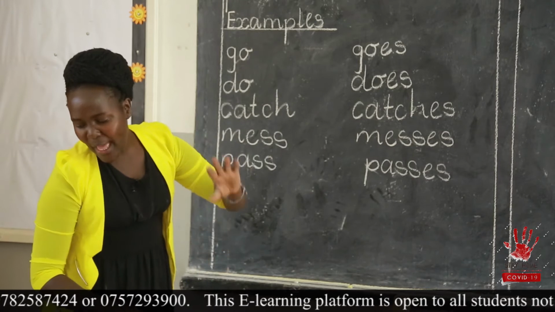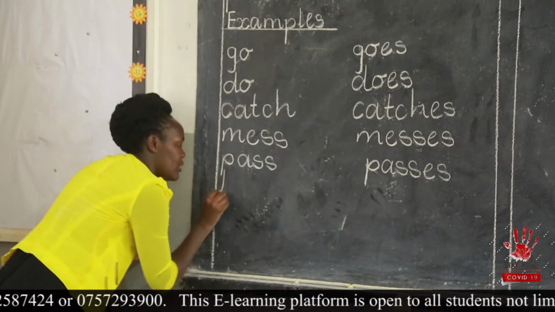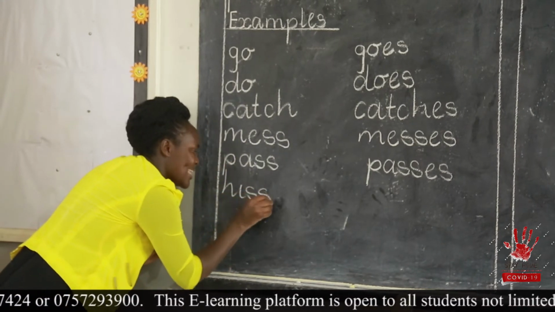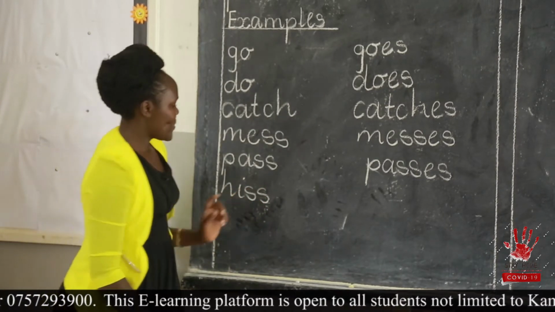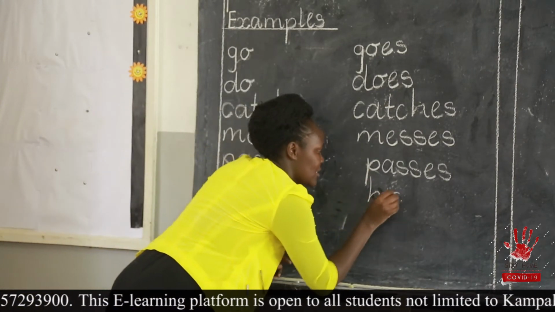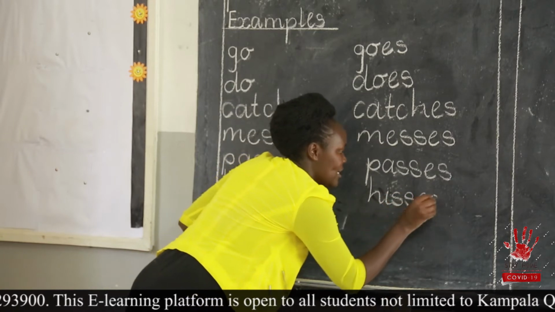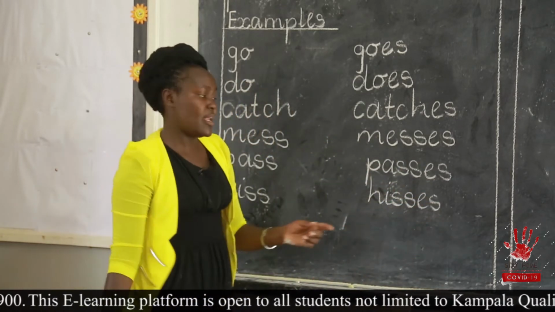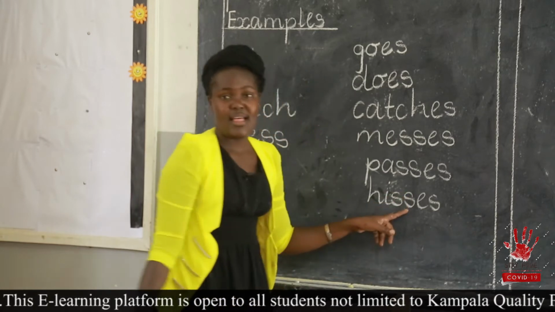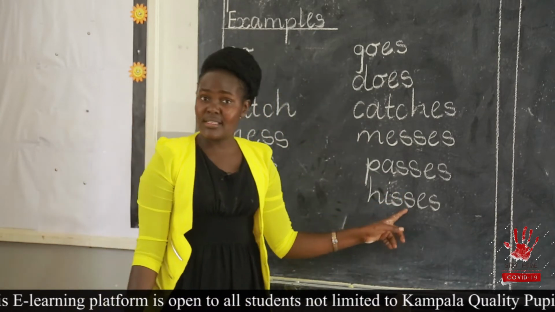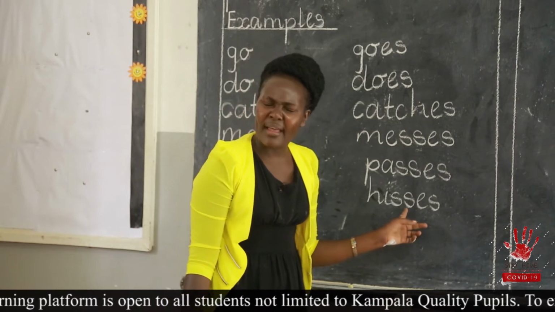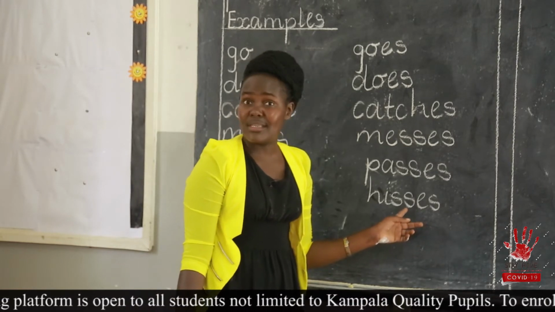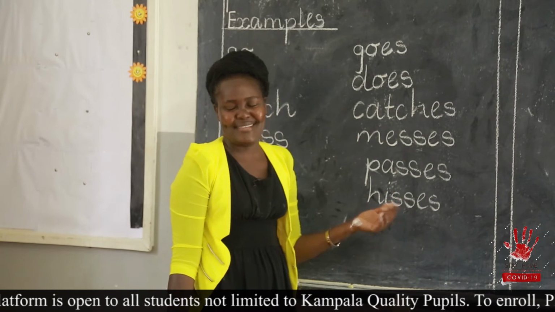Okay, we have another one, and that is hiss. This one is done by the snake. The sound made by the snake. So after adding ES, it will be read as hisses. The snake hisses in the bush every night, or sometimes, or always.